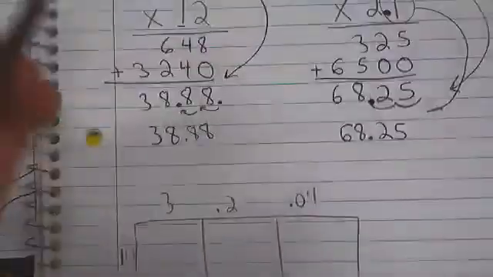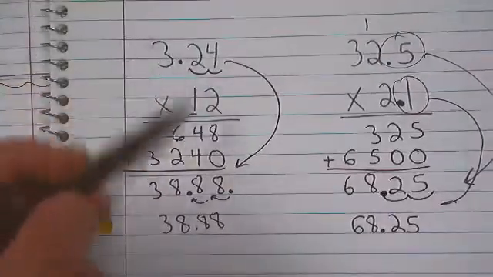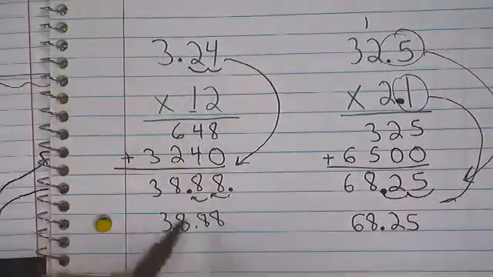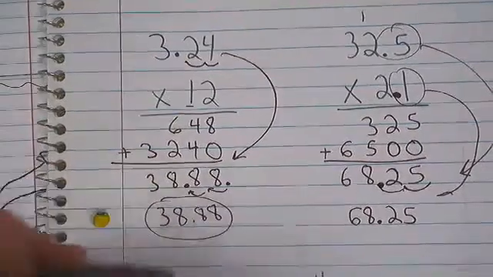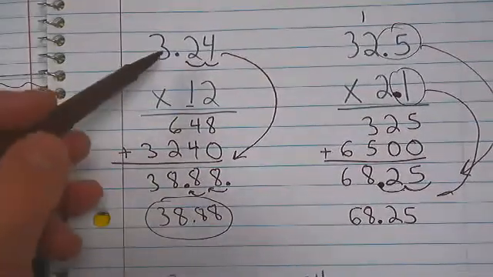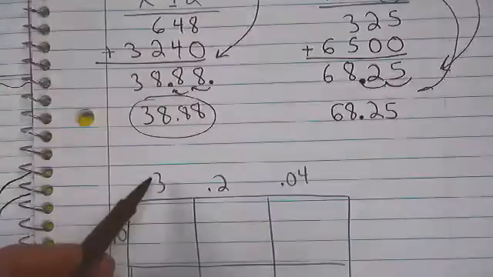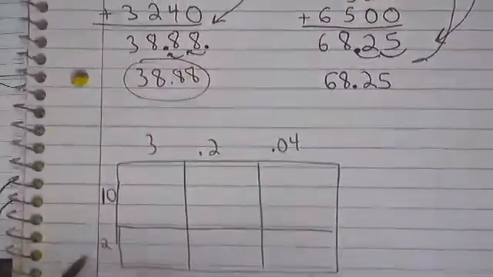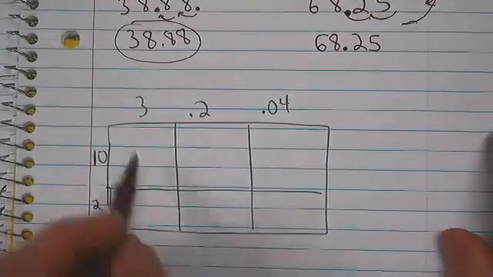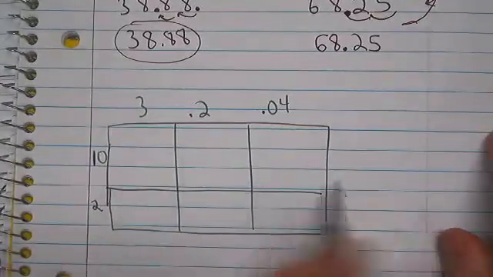All right, let's do an area model. We should get the same product, right? Because anything times anything, if you do it again, it's just going to be the same product anyway. So it's 3 and 24 hundredths times 12. 12 is 10 plus 2. So I split it up according to place value, and I'm going to multiply according to place value.